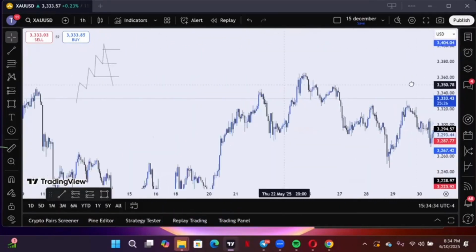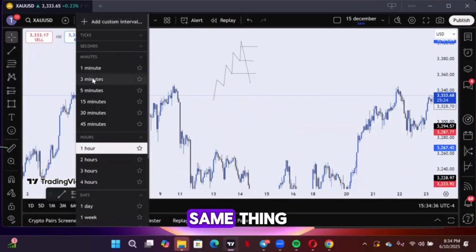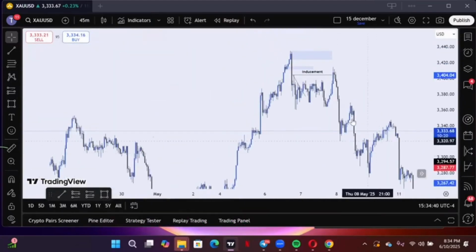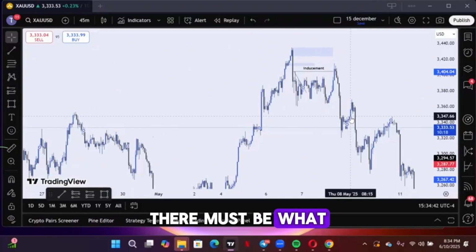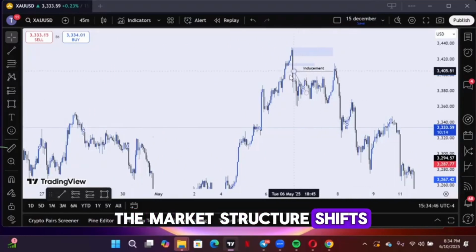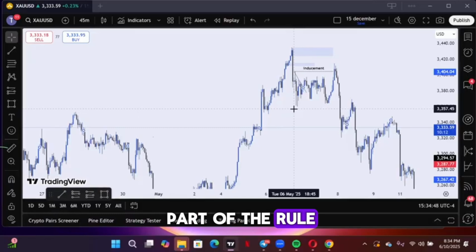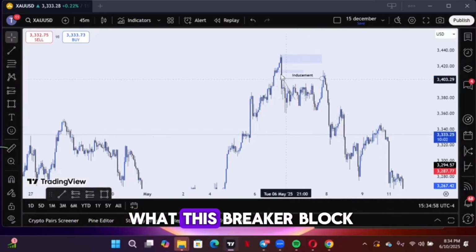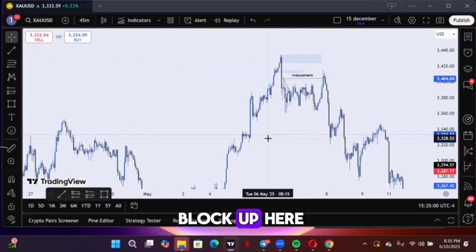And then for the sell part, same thing, same rule applied. First rule, there must be what? A market structure shift to a break of structure. We got the market structure shift. After that, the next part of the rule says there must be an inducement or liquidity. Now this is my inducement. Now the POIs there are this breaker block and then this other block up here.